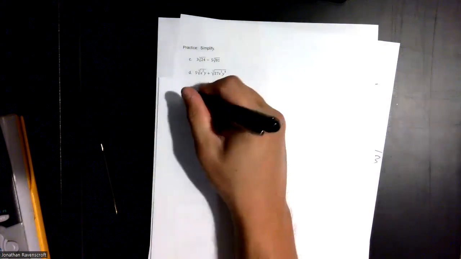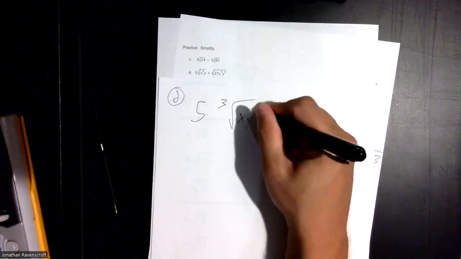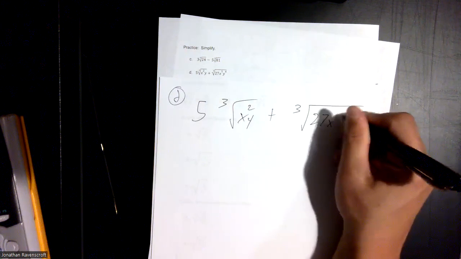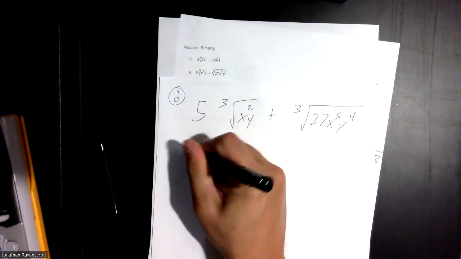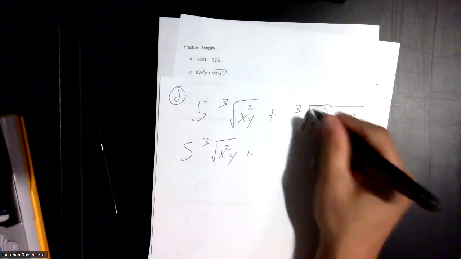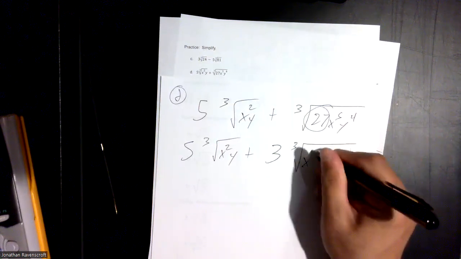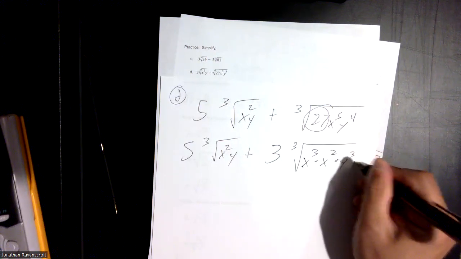Okay. Five cube root of x squared y plus cube root of 27 x to the 5th y to the 4th. Nothing to do over here. Cube root of 27 is 3. I'm going to rewrite x to the 5th as x cubed times x squared again so I can get that 3 in there. And this is y cubed times y.